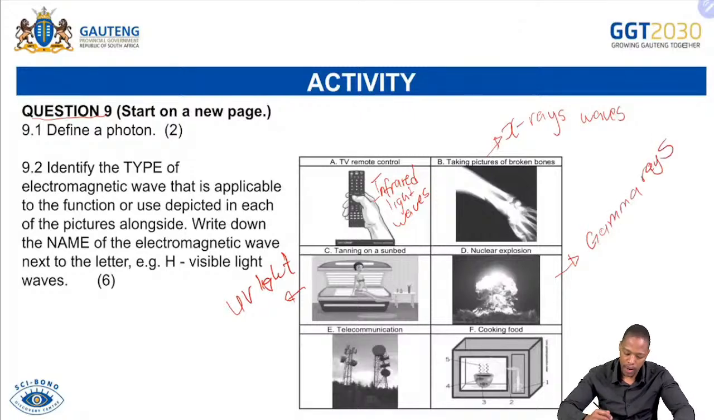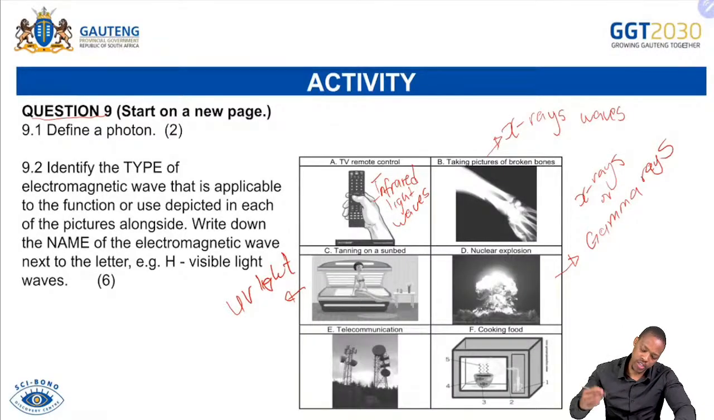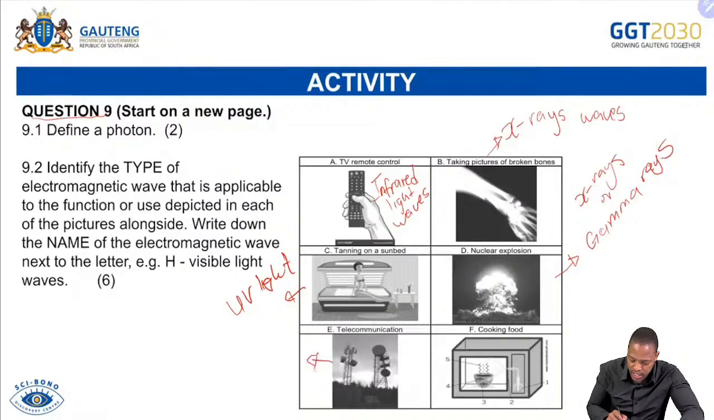It would be the gamma rays there. And then for E, it could be gamma rays, it could also be X-rays there. Let's say gamma rays or X-rays. You can also find X-rays there. Okay, for E there, telecommunication, we have satellites there.